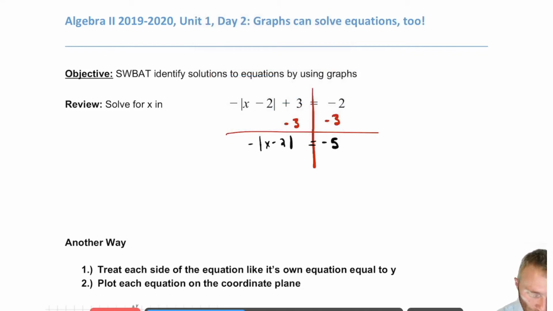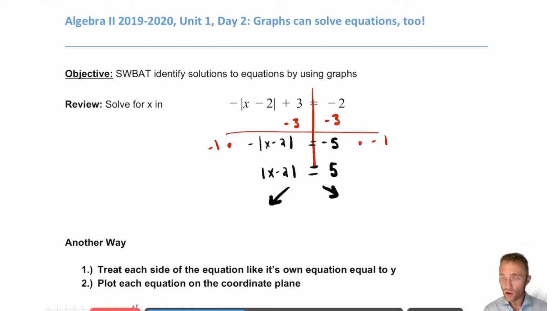I want to get rid of this negative sign. I like to do that by multiplying both sides by negative 1. Since a negative times a negative is a positive, that leaves us with the regular absolute value of x minus 2 equals positive 5. Here we learned how absolute values work. Either x minus 2 is already 5 and the absolute value doesn't really do anything, or x minus 2, if it was equal to negative 5, the absolute value would turn it positive.